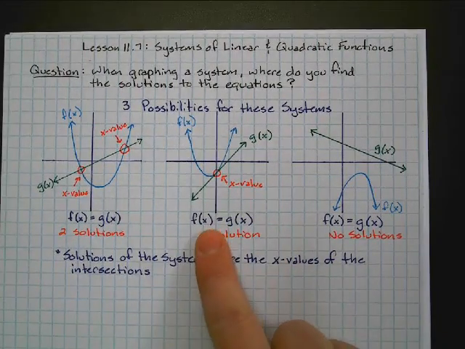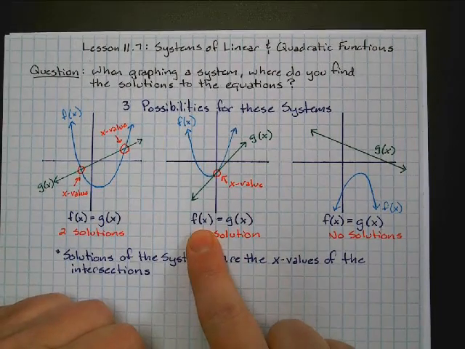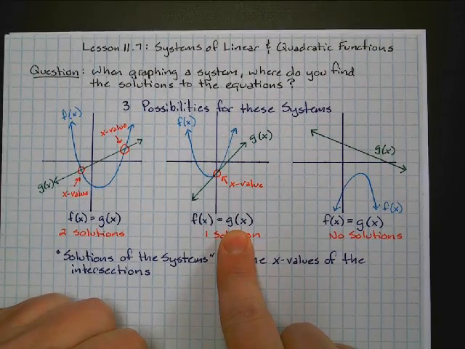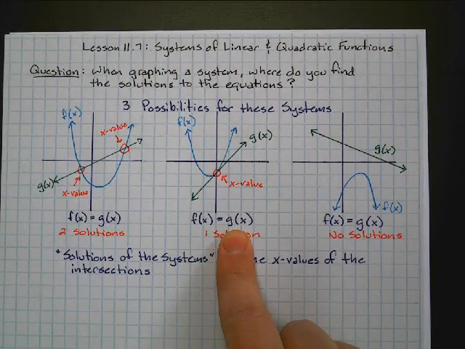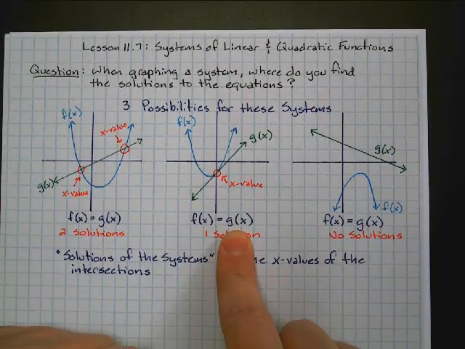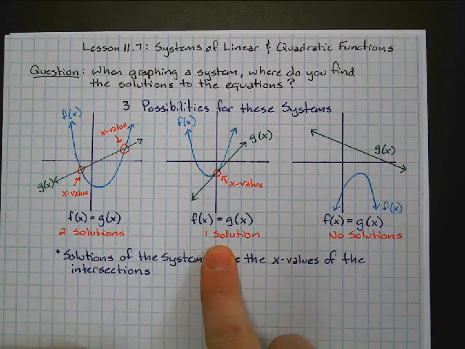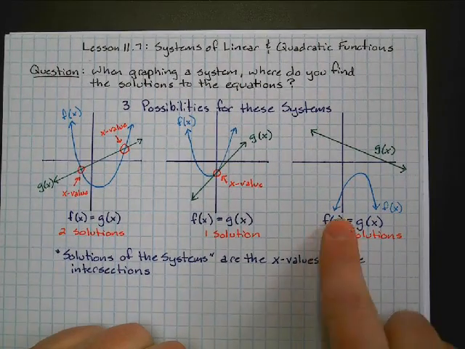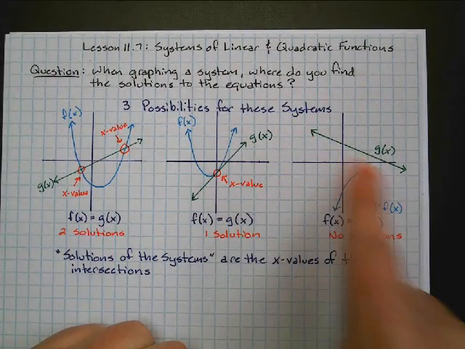Again, we're looking for where f of x is equal to g of x. So that's where the y value of the parabola equals the y value of the linear equation. And we're looking for, not the y value, but the x value where they're equal to each other. In this case, there's only going to be one x value where they're equal to each other, so there's only one solution.